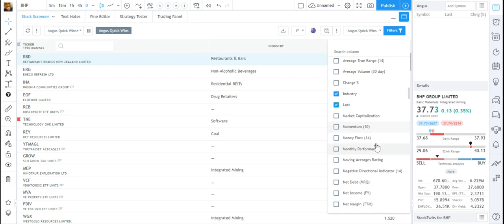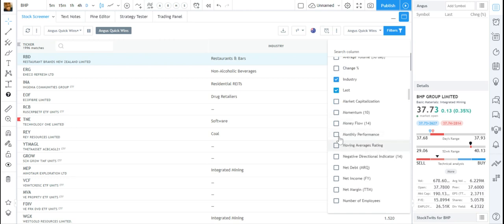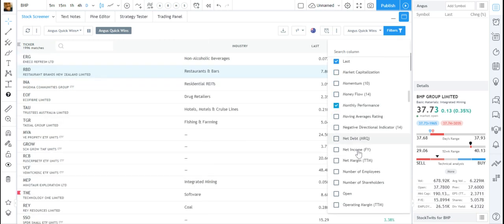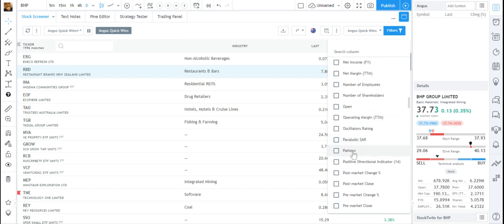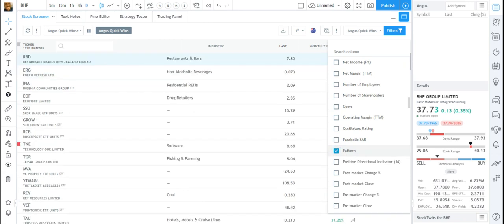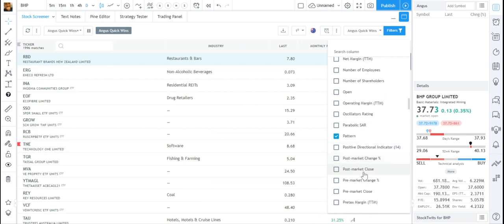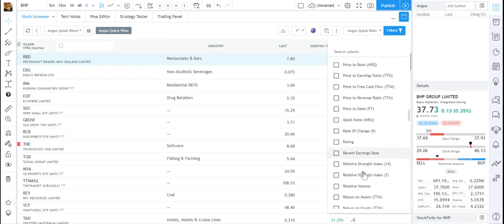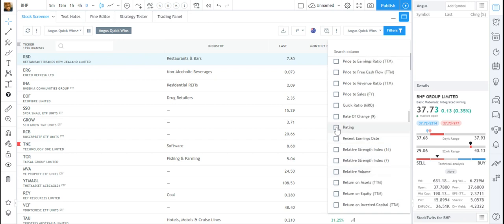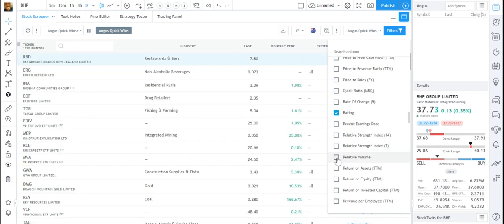Market cap, I don't care. But monthly performance, I think I want monthly performance. Net income, number of employees, number of shareholders. Pattern's quite interesting. I'm going to select it. I'm not saying to use it, but I'm just going to show you what it is for the purpose of this video. Positive directional, post-market, price to book, price to earnings, quick ratio, rate of change, rating. It's not overly important, but I'll select it. Relative volume is the main one that I'm looking for this particular type of scan.